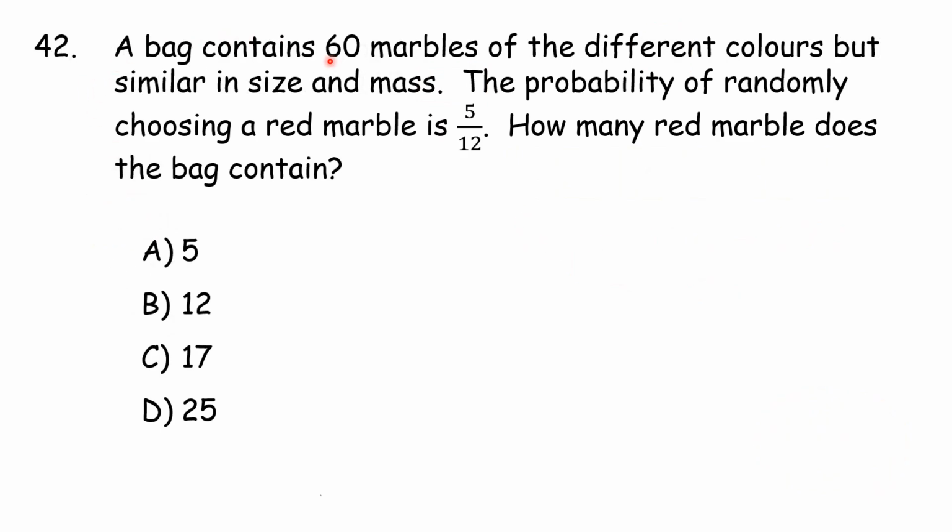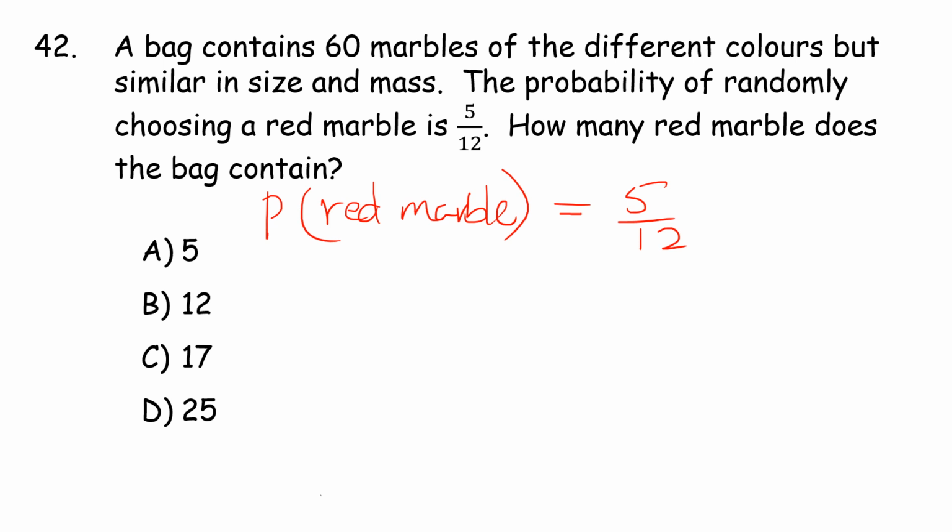42. A bag contains 60 marbles of different colors but similar in size and mass. The probability of randomly choosing a red marble is 5 over 12. So, probability of getting a red marble is 5 over 12. How many red marbles does the bag contain?